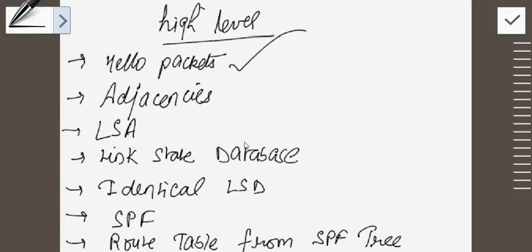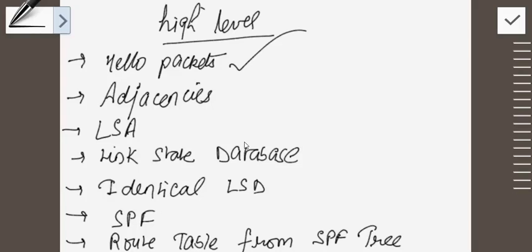So in OSPF you establish neighborships before exchanging routing information. It is all about exchanging hello packets, matching certain parameters inside the hello packets, and creating neighborships, or adjacencies.